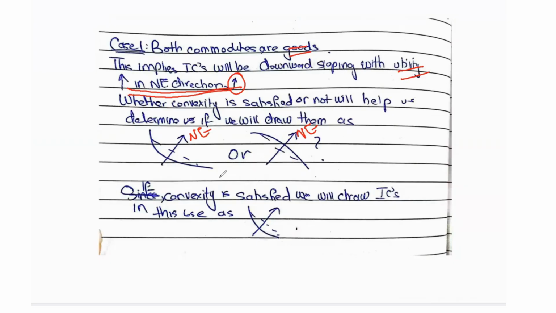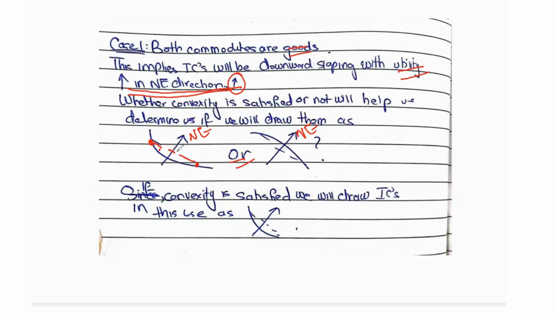So we know it's downward sloping and utility increases in the northeast direction, but whether we assume convexity holds or not will allow us to determine whether we should draw it like this or like this. How will we decide this? If convexity is satisfied, we know averages are better than extremes. Let's take two bundles that lie on this IC. They lie on the same IC, so you're indifferent between them. Any weighted average of these two indifferent bundles, which is known as a convex combination, is geometrically represented as a straight line joining them, which we have plotted over here.